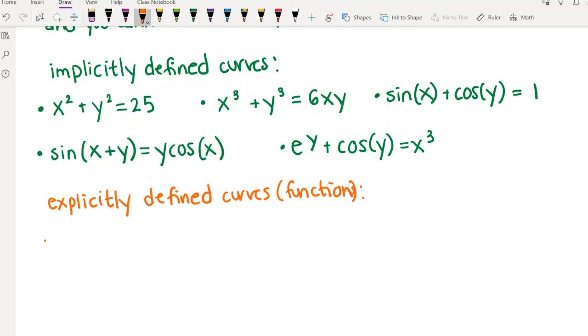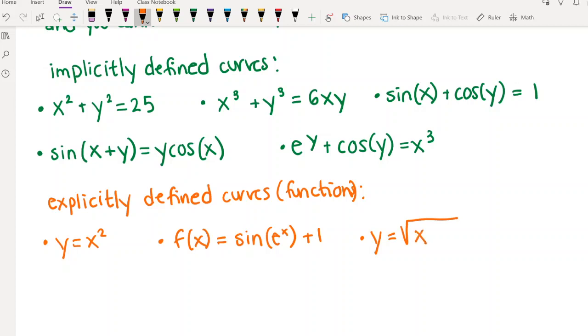So examples of that would be things like y is equal to x squared, or f of x is equal to sine of e to the x plus 1, or y is equal to the square root of x plus 5. Those are all explicitly defined curves. And why are we using the word explicit? Well, you can explicitly say, okay, y is equal to this, f of x is equal to this.